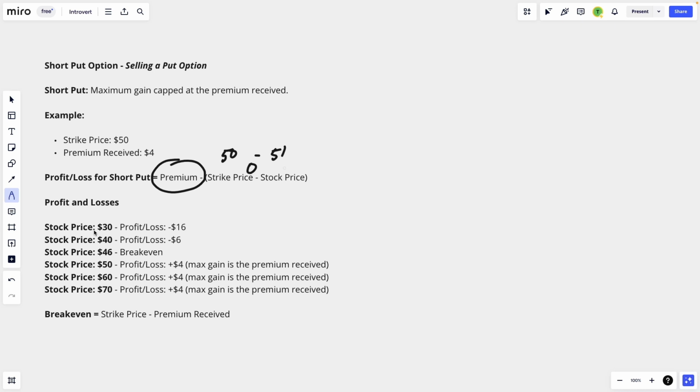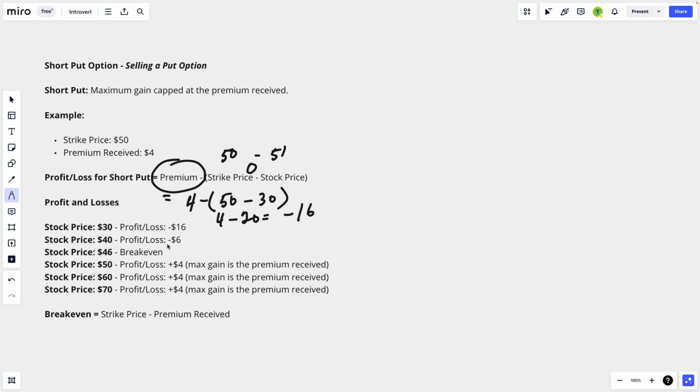So if we look at the stock prices here, when the stock price is 30, we have a loss of 16, and we can see that there. The premium is going to be $4, and then we're going to minus. If we have a strike price of 50 and the stock price is 30, we're going to go 4 minus 20, and we're going to be down 16. So when the stock price goes down, that's not good for us as the short put seller.